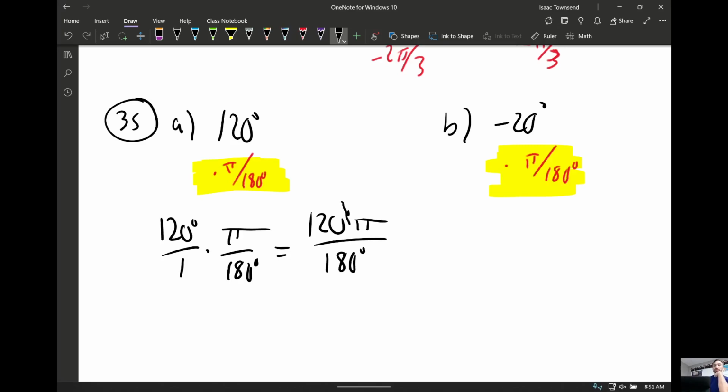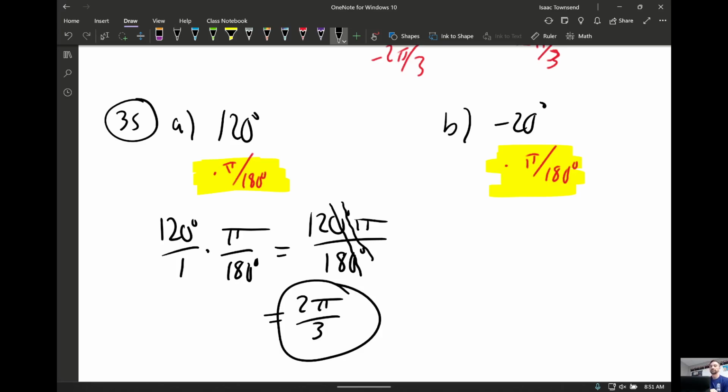You can see that the degrees cancel. You could divide both of these by 10. You could divide both of these by 6. And then there's your answer, 2 pi thirds. All the units went away, so now I know it's in radians. All the degrees canceled out.